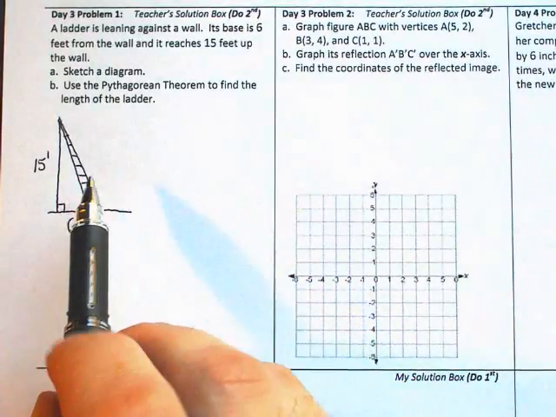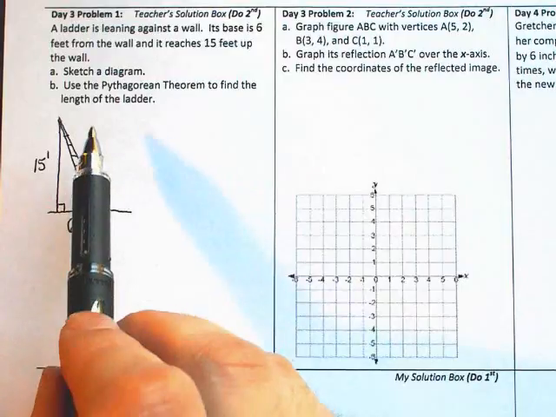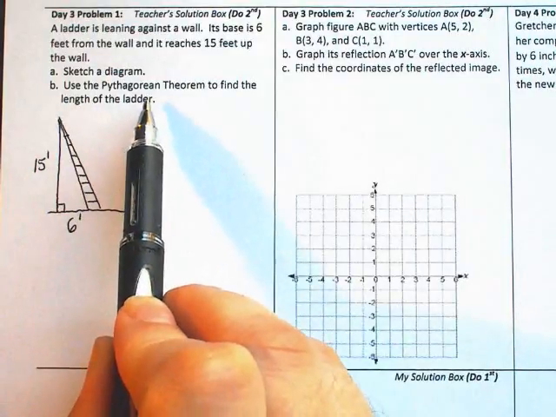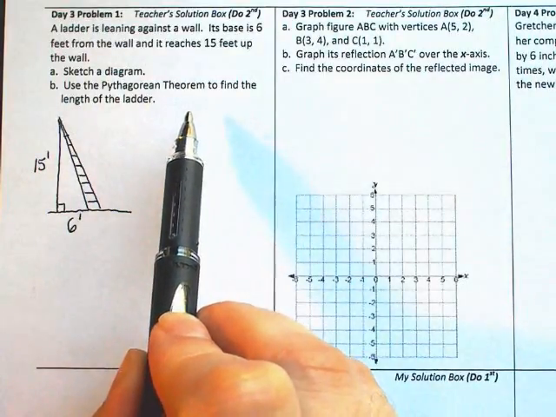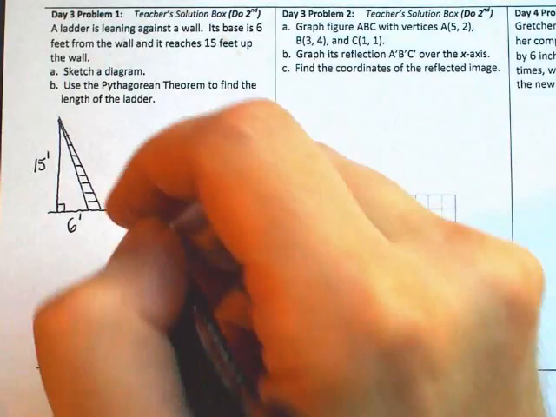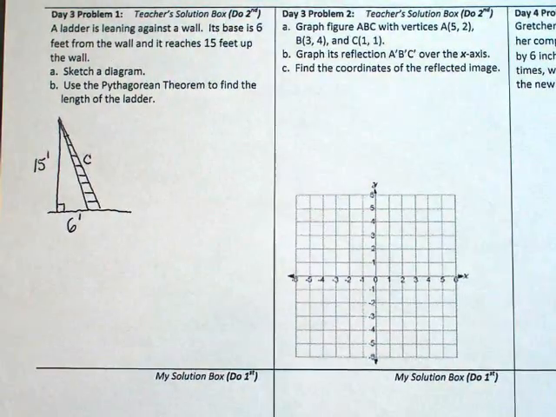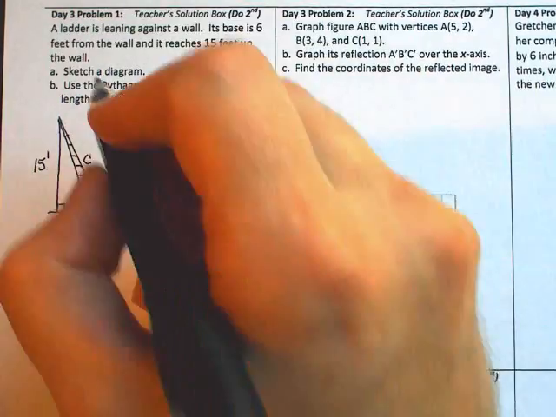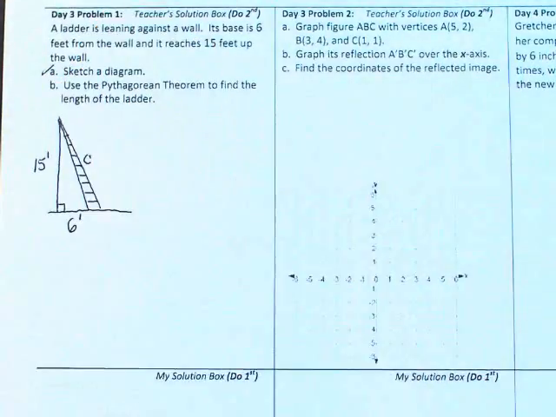Now I could pick any letter of the alphabet I want, but because in Part B I'm asked to use the Pythagorean theorem, which involves an A and a B and a C, I'm going to use the letter C on the ladder because that is the hypotenuse of the right triangle, and the letter C is the letter in the Pythagorean theorem that's used for hypotenuse. So this diagram takes care of Part A of the question.